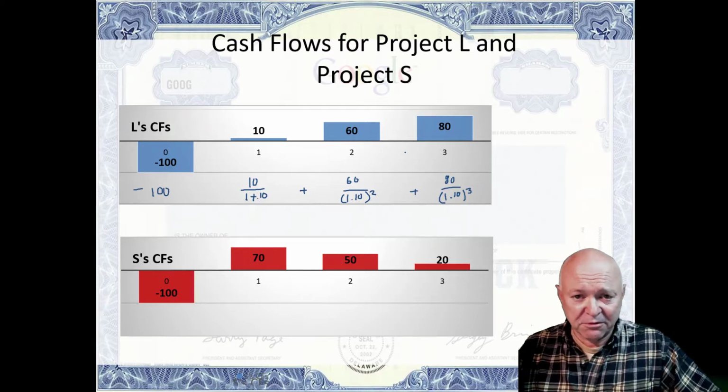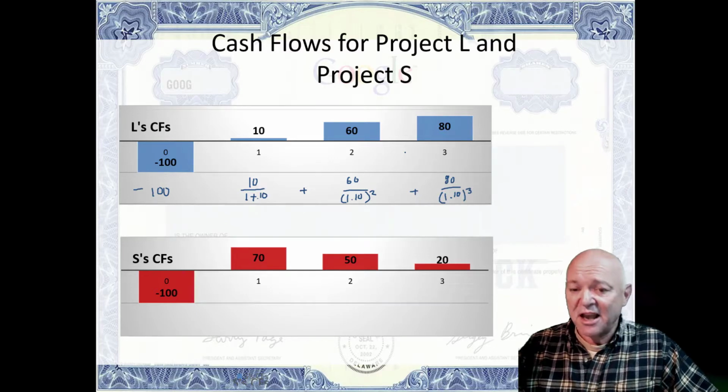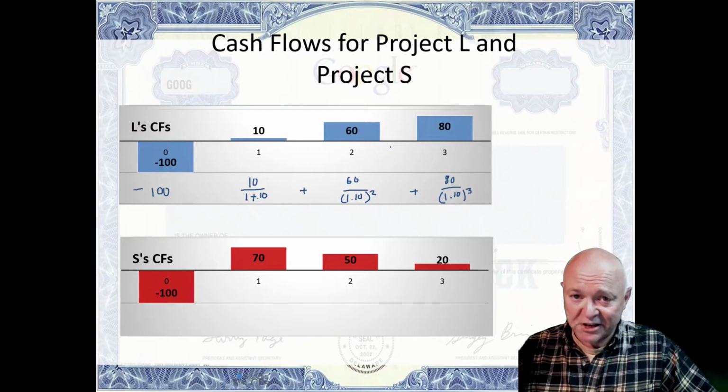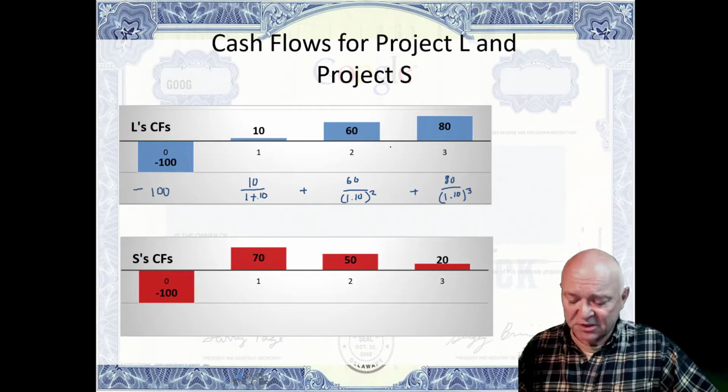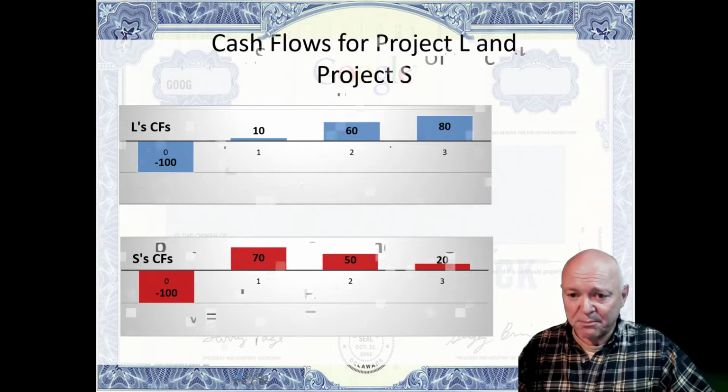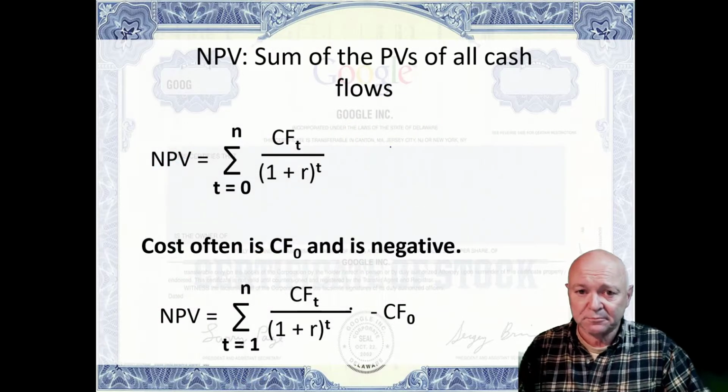So if we look at it in very rough terms, it looks like Project L is a little bit better with $50 million in net cash flow versus Project S. However, the timing is going to be important. Remember, we have the same discount rate, and we're going to be discounting those cash flows just a little bit differently because of timing. And we'll come back to that in just a second.